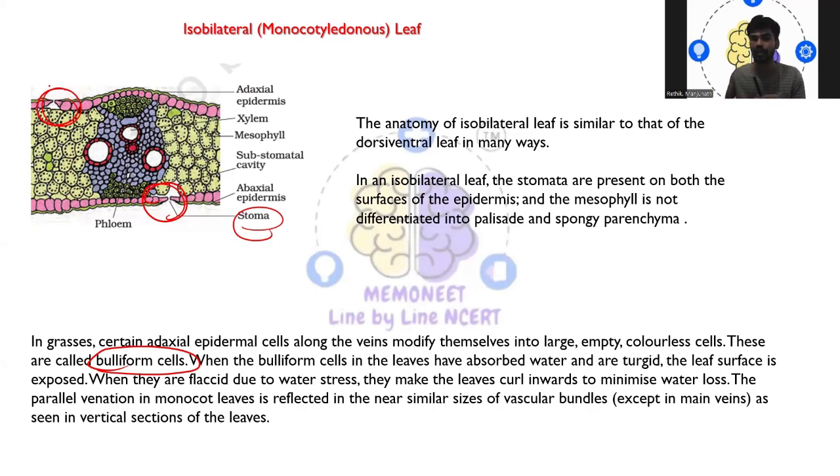Then what is another specialized cell on the upper surface, the adaxial epidermis? We have bulliform cells. And what is the function of bulliform cells and what exactly does its structure look like? So this is how we need to remember and keep on revising. That will help us understand the concept very well. So this was all about the anatomy of flowering plants.